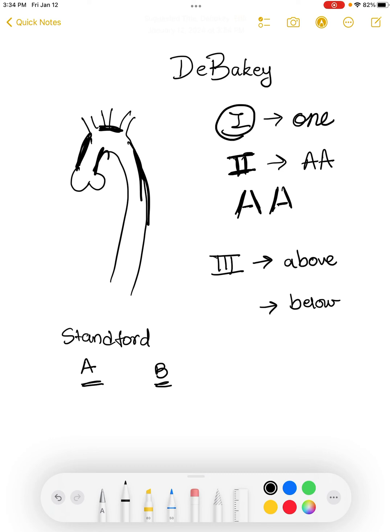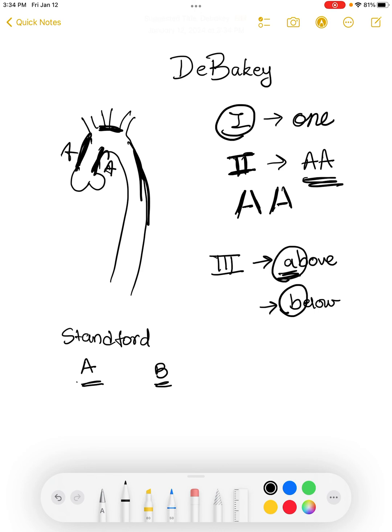And then AA, ascending aorta, is just type 2, but that's just the ascending aorta. And then type 3 is descending aorta, 3A for above the diaphragm, 3B for below the diaphragm.